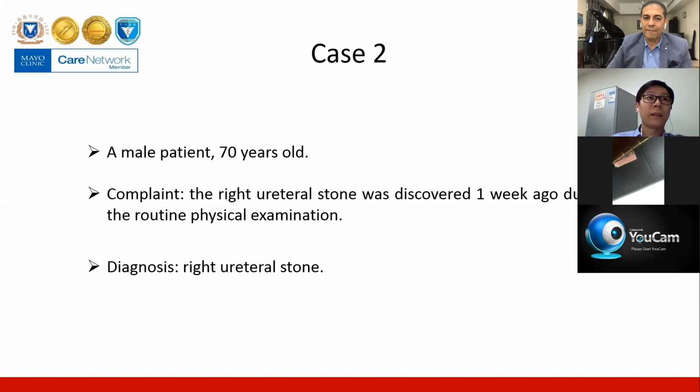Okay, and now we take a look at another case. It's a 17 years old male patient. He discovered the right ureteral stone one week ago during the routine physical examination. And we gave him an abdominal CT scan and some routine blood test and urine test. Then we confirmed the diagnosis of right ureteral stone. Here is the preoperative CT scan.